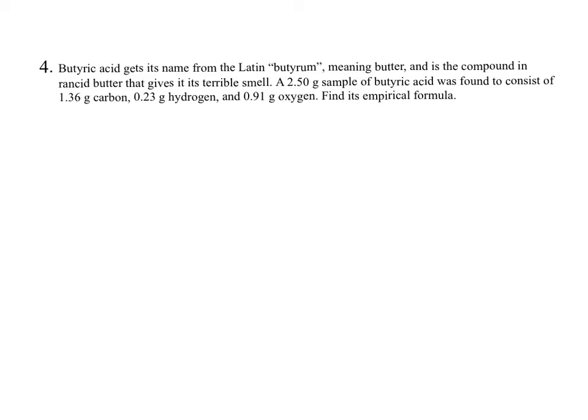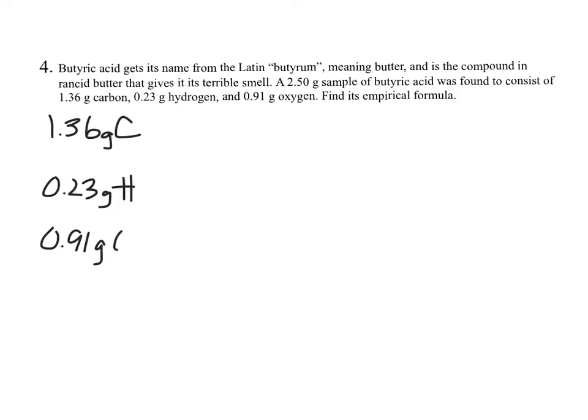Now, if we have a 2.5 gram sample of butyric acid, it is found to consist of 1.36 grams of carbon, 0.23 grams of hydrogen, and 0.91 grams of oxygen. So even though it's a 2.5 gram sample, since we have a certain amount of grams of each, we can use that for our actual grams. So there's 1.36 grams of carbon, 0.23 grams of hydrogen, and 0.91 grams of oxygen.